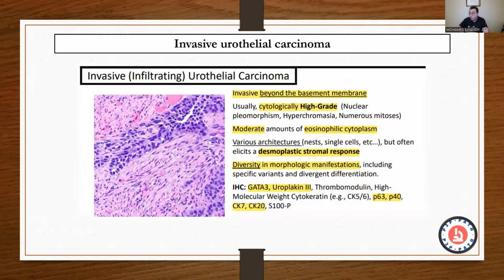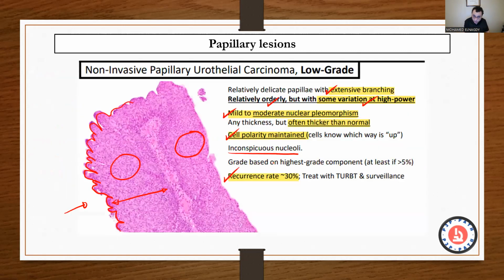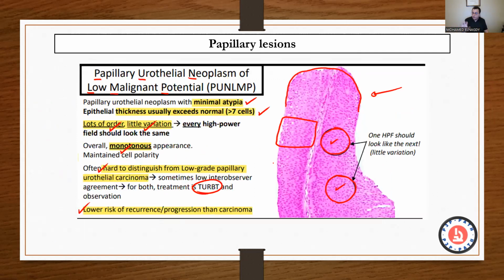So let's summarize before I move on to the invasive urothelial carcinoma. Let's summarize the papillary lesions here. We have the arborizing one, tree-like with no atypia. This is papilloma. We have finger-like, organized, no loss of polarity, no cytological atypia or mild cytological atypia.